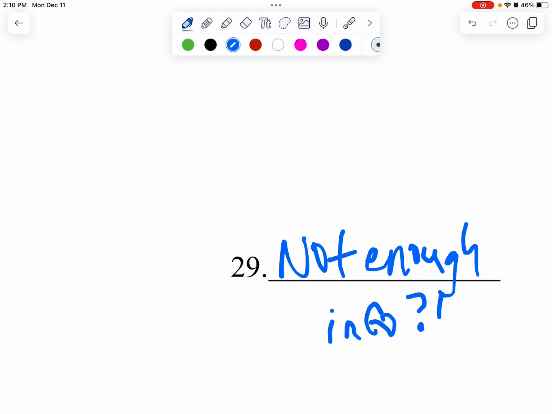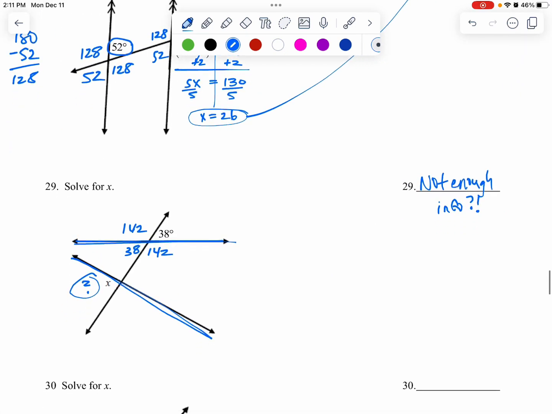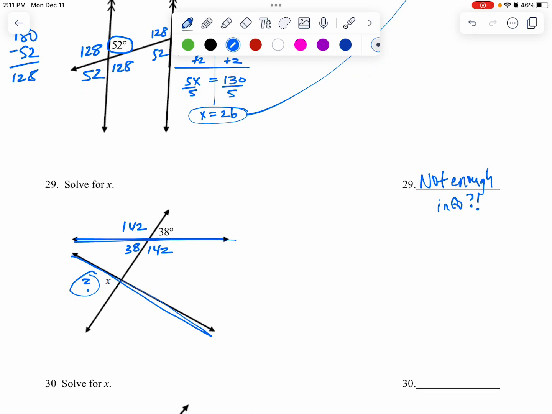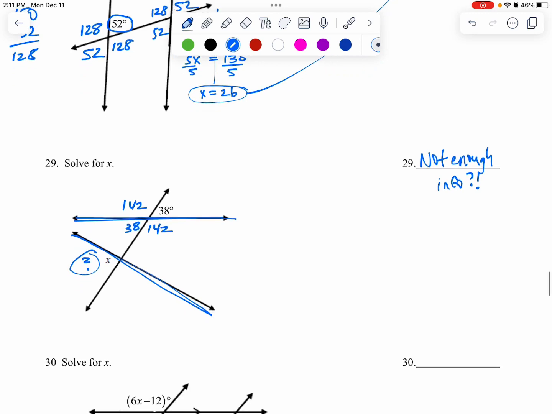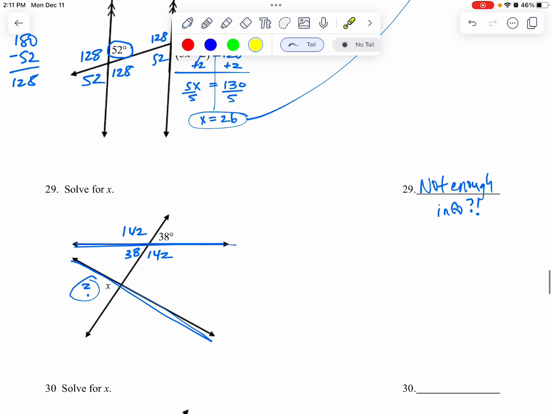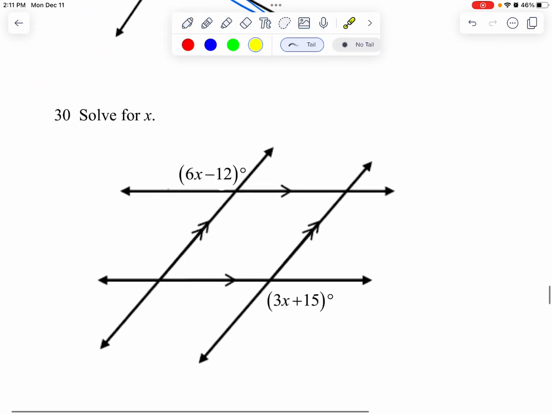I'll have to double check that and make sure it's not a typo, but I don't think we have enough info to figure out what x is because those lines are not parallel. It does not look like this picture up here, does it? Okay, let's try one more.